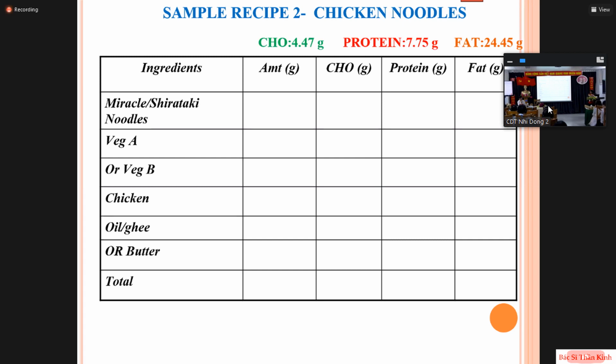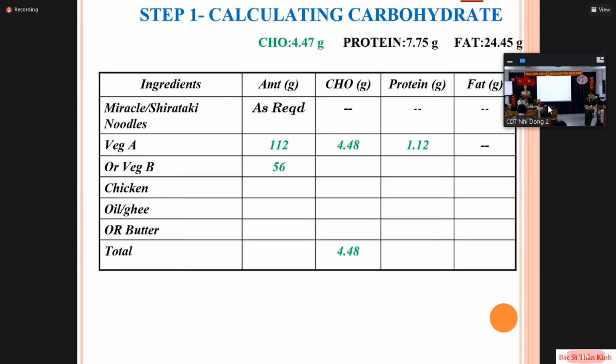So there's no calories at all. Here, the carbohydrate source is vegetables, the protein source is chicken, and the fat source is oil, ghee, or butter. Again, as I just explained earlier, we'll be first calculating the carbohydrates. So we know the carb value here, the allowance that we have per meal is 4.47.